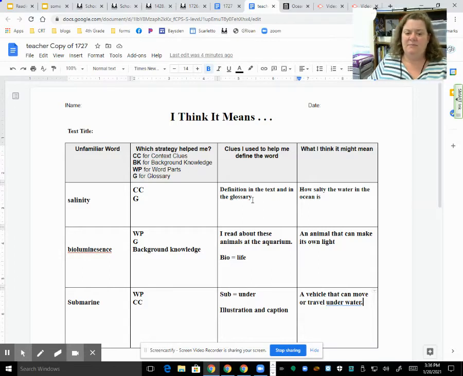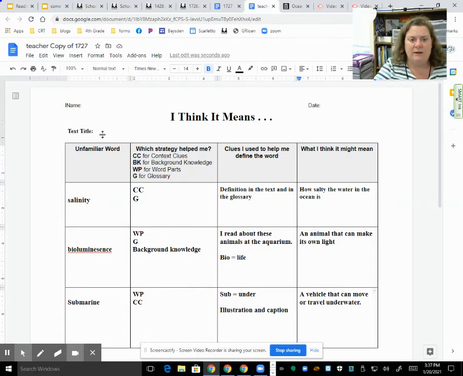And finally, submarine, I used word part and I used context clues. For this one, word part, I know that sub means under. And for my context clue, I used the illustration or the photograph and the caption to help me understand more about what a submarine might look like. Because maybe I've seen images of submarines that look like this, but in this text, I could see exactly what kind of submarine this author was thinking about. And so my definition would be a vehicle that can move or travel underwater.